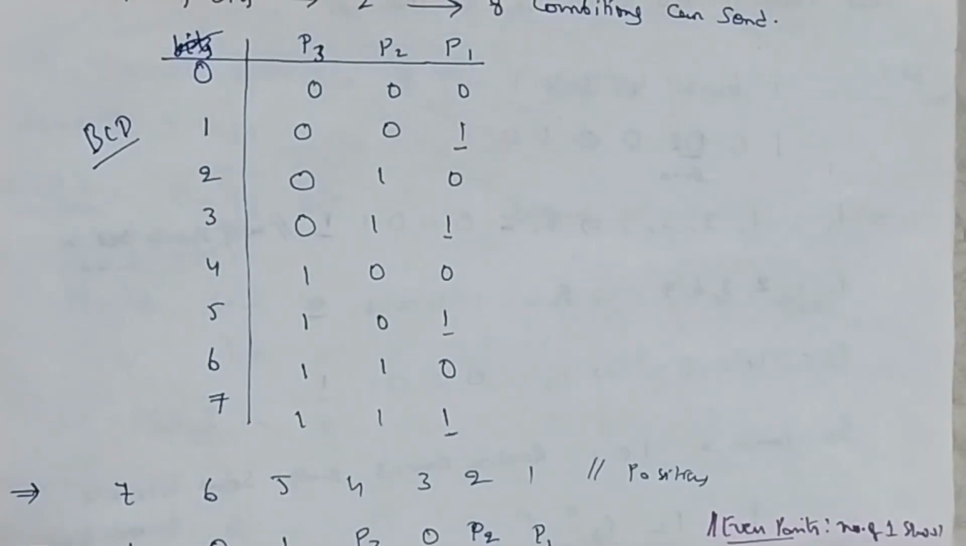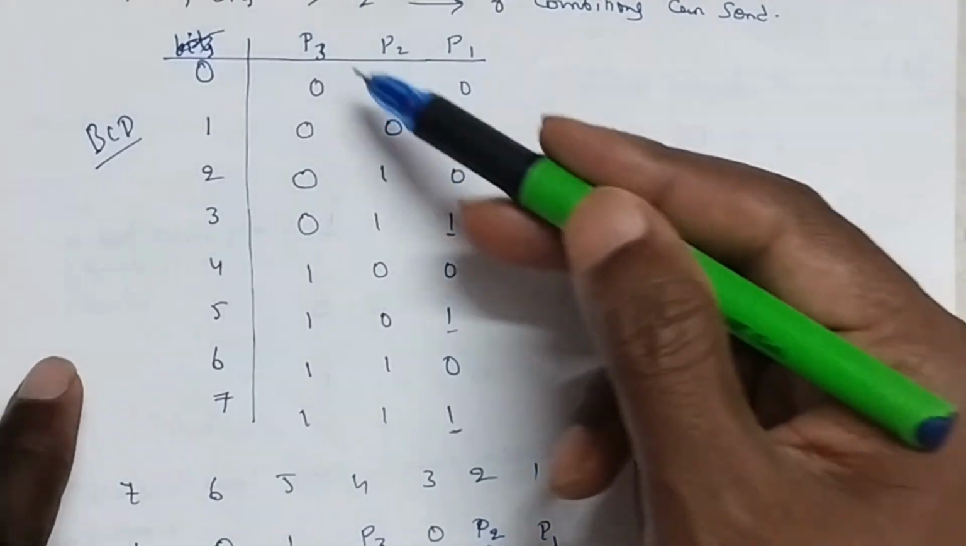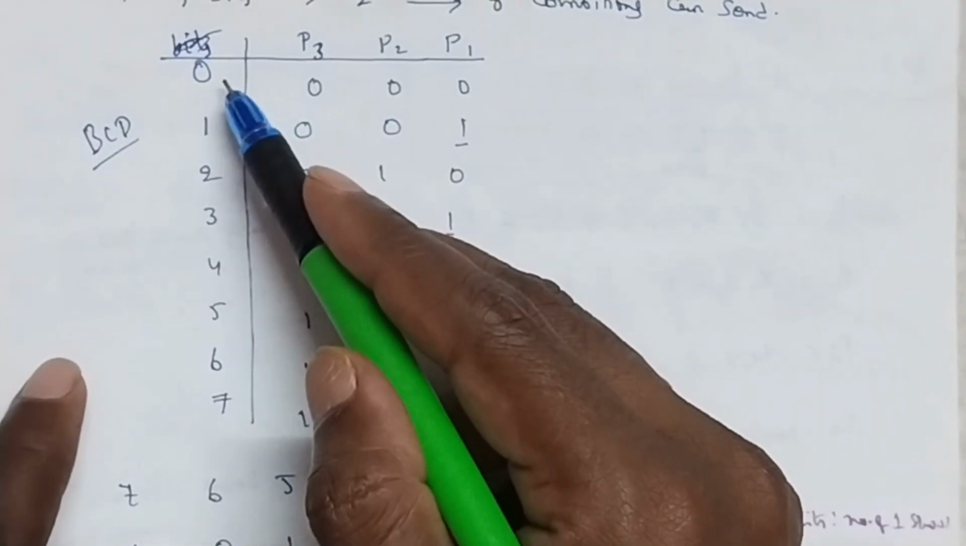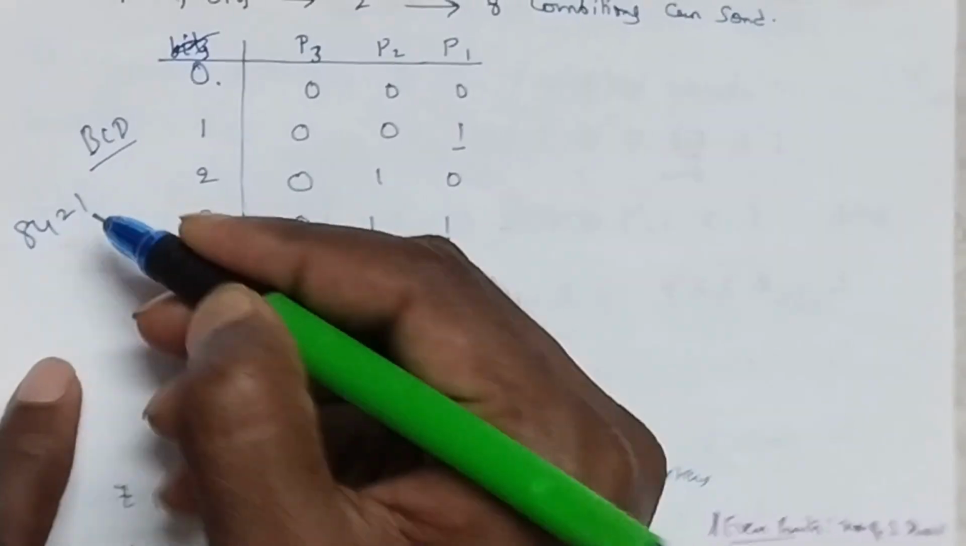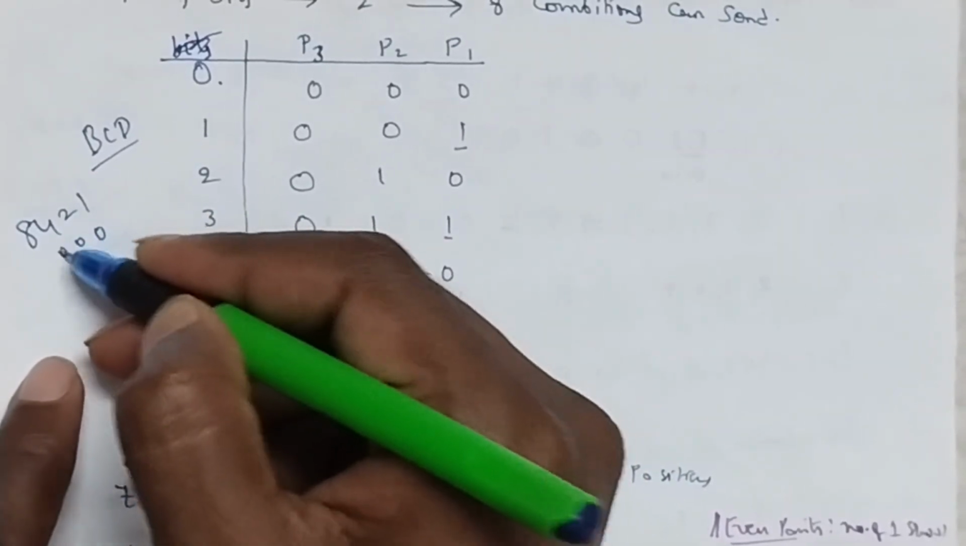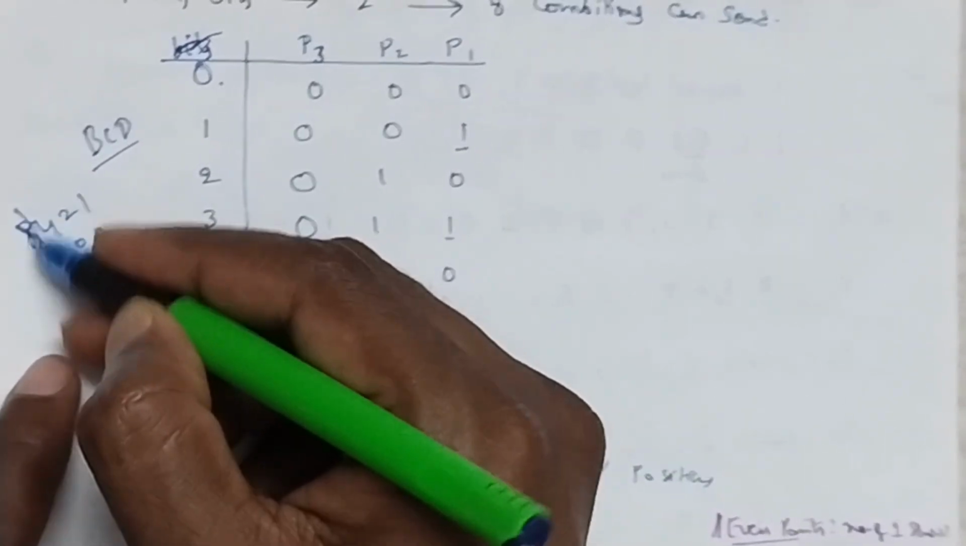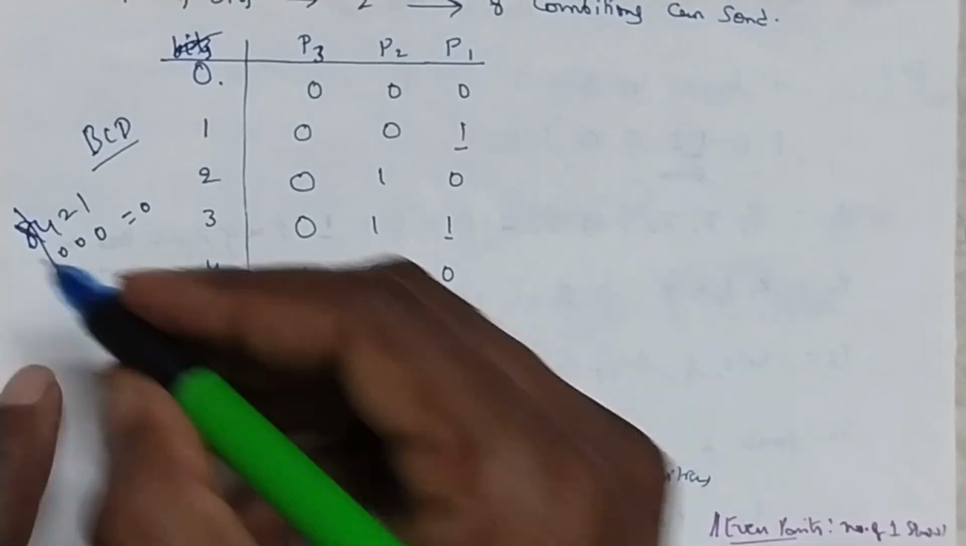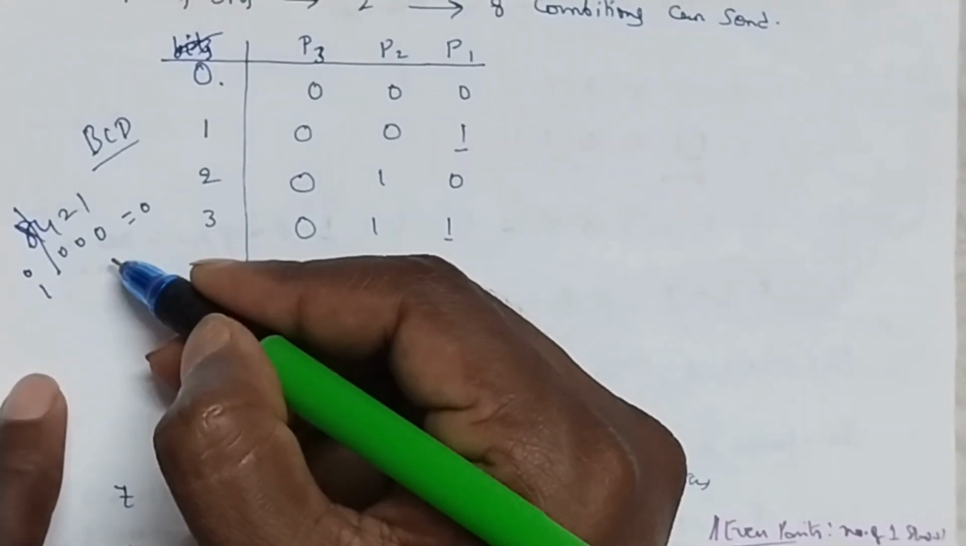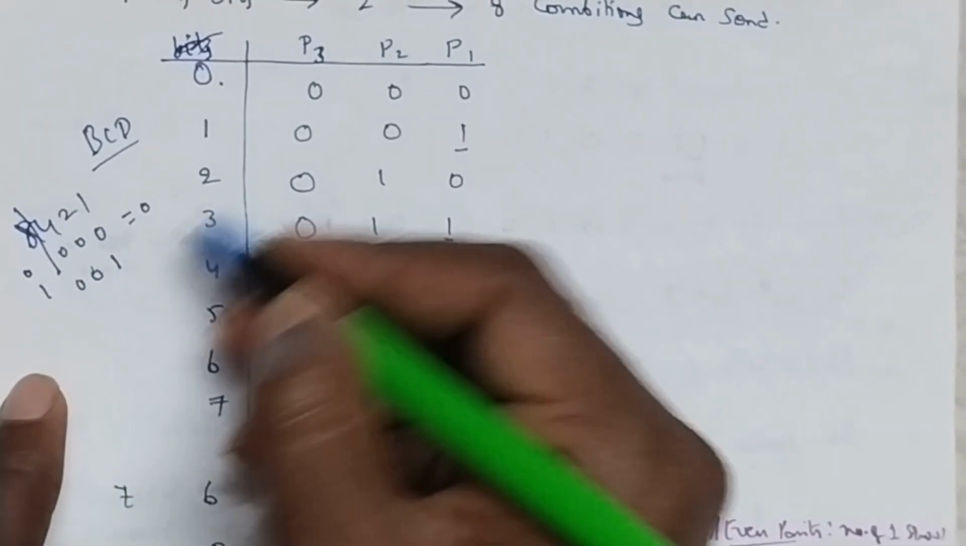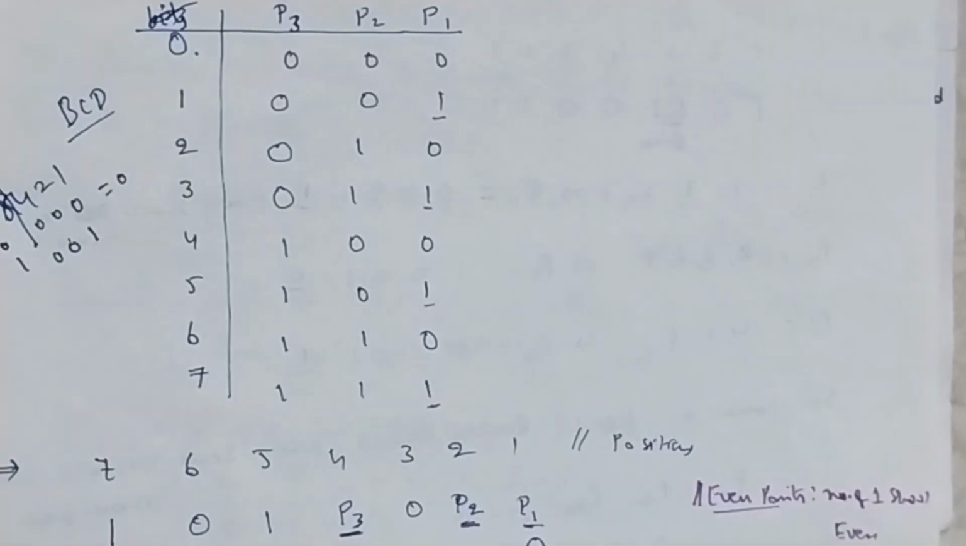In the BCD code, we have the P1 column, P2 column, and P3 column. You have to write the BCD code for each decimal value. 0 according to 8, 4, 2, 1 is 0, 0, 0. Write 0 means 0. And 1 is 1, 0, 0. Like that we have completed all the positions.